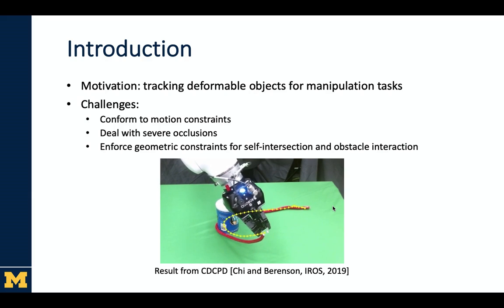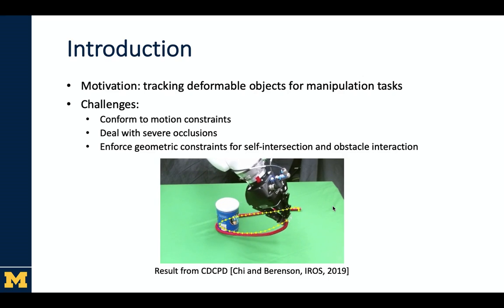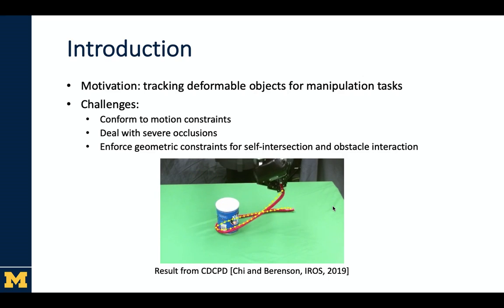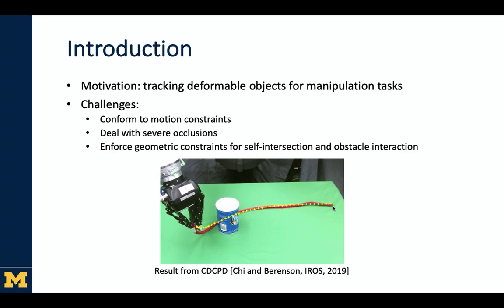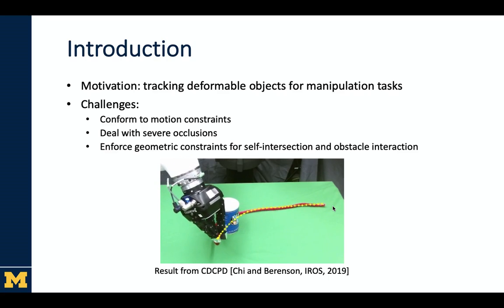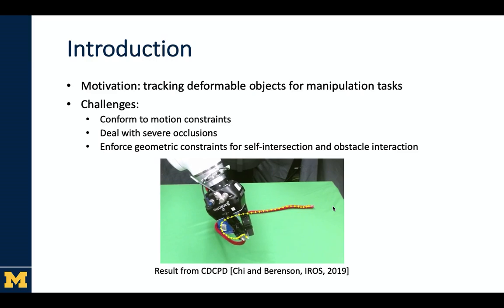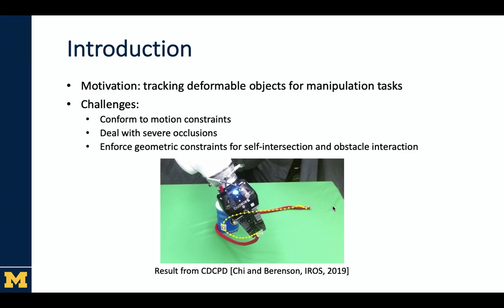However, existing works are hard to conform to motion constraints and deal with significant occlusions. In addition, when self-intersection and obstacle interaction happen, they are hard to enforce geometric constraints. As you can see from the result below, which is from CDCPD, when tracking the rope winding around the cylinder, the tracking results could penetrate the cylinder and result in inaccurate tracking.